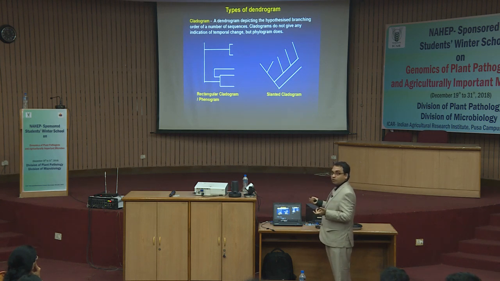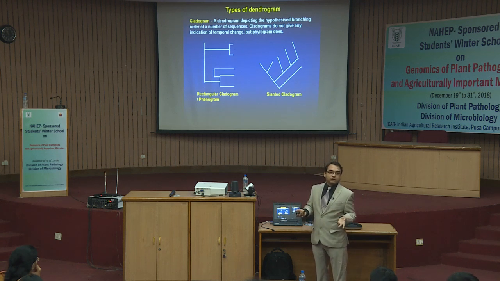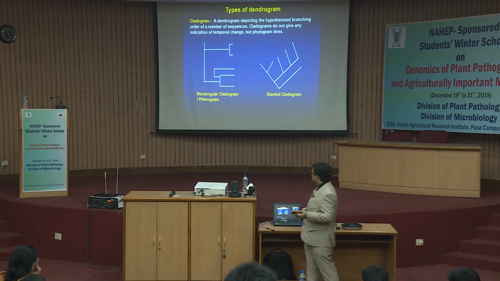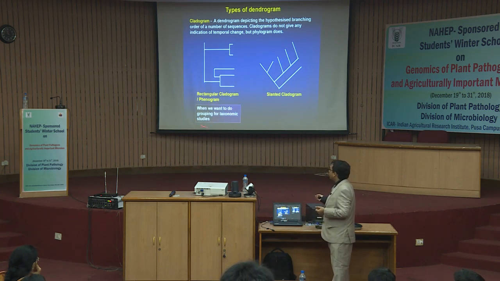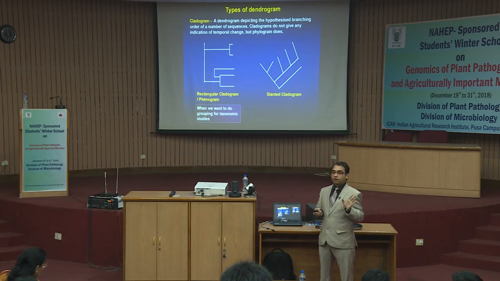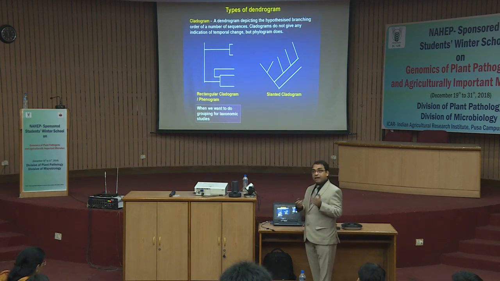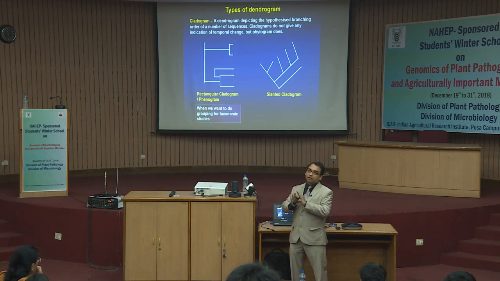Again, what are these two for? Many students use these without knowing what they are required for. The rectangular cladogram is required when we want to do grouping for taxonomic studies. Just to group for a taxonomic study, use this rectangular cladogram, do not use the slanted cladogram. The slanted cladogram is used for evolutionary studies. It is not related to time, but in evolutionary study there are many aspects.